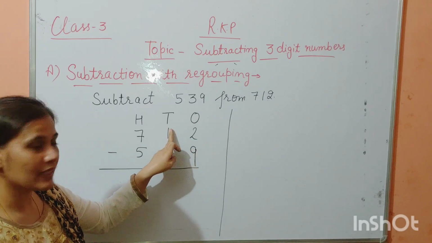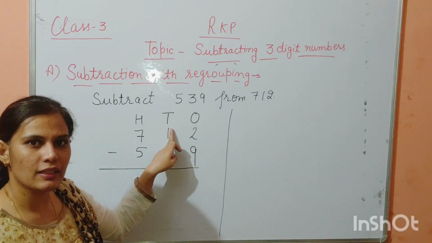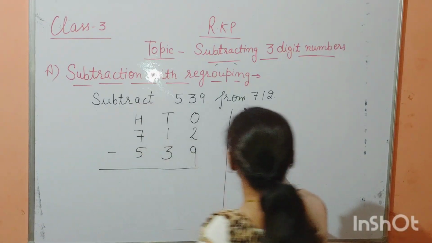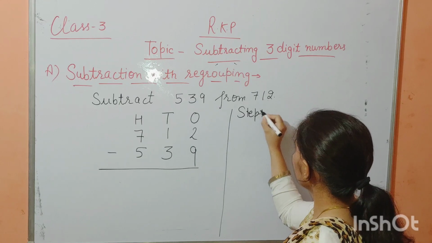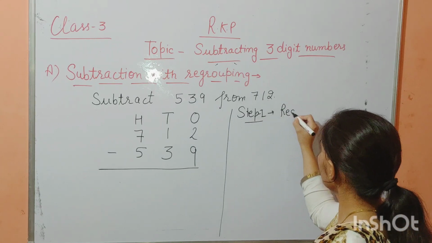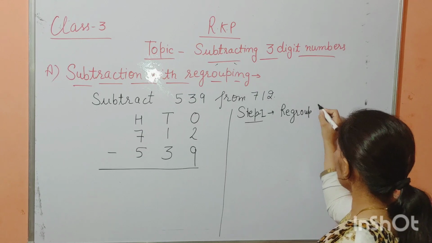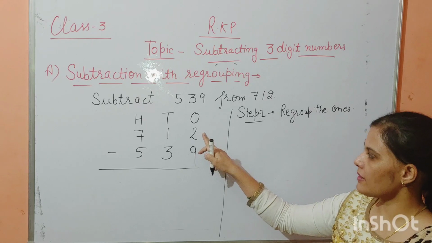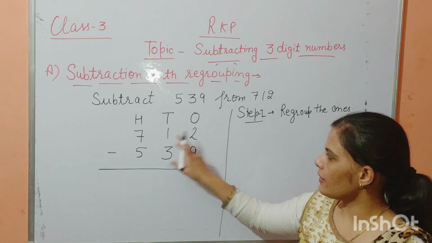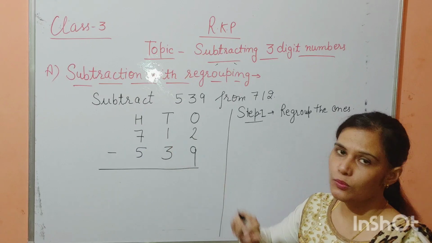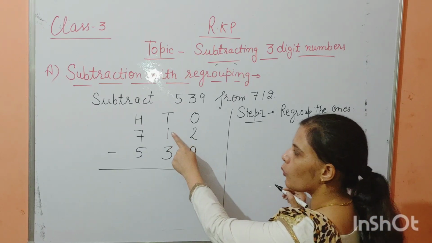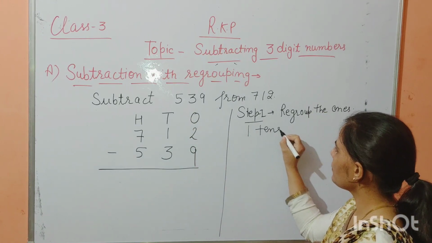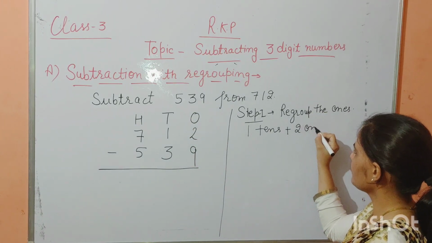So what will you do here? You will borrow from the tens place. When you borrow from the next place, you will have to regroup the numbers. So your step 1 will be regroup the ones place. At ones place, what number is there? 2, and at tens place 1. How will you write it? It will be 1 ten and 2 ones. Right, 1 ten plus 2 ones.